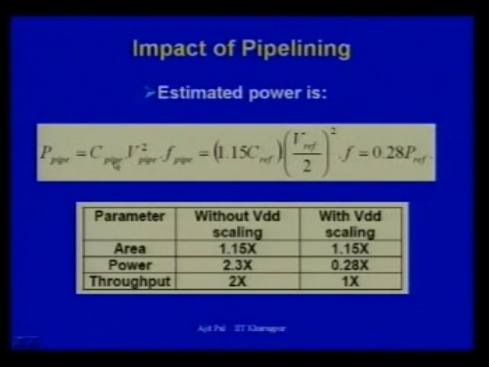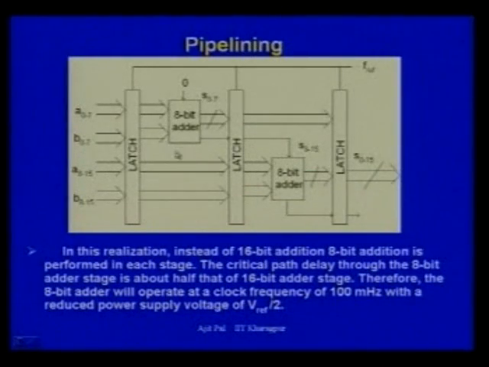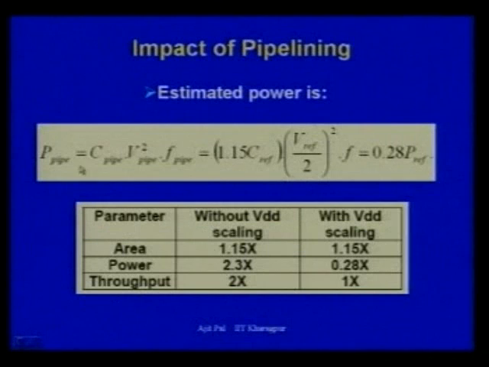Another advantage of pipelining is that the switched capacitance does not increase much, because you have got 8-bit adders, and these two together form the 16-bit adder. Only you have got additional latches. That's the overhead increase in pipelining. So it is 1.15 Cref compared to the reference capacitance. However, the supply voltage is now Vref by 2. Of course, the frequency is the same, and if we multiply all these things, you get 0.28 Pref.